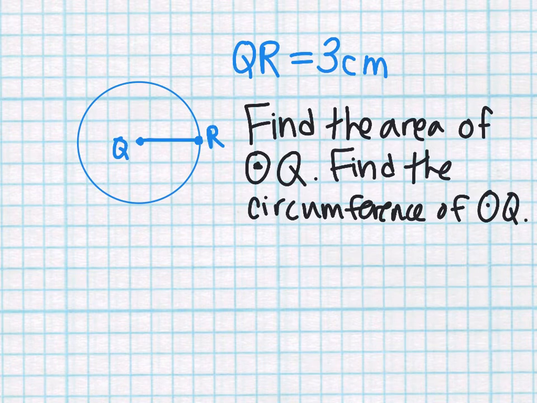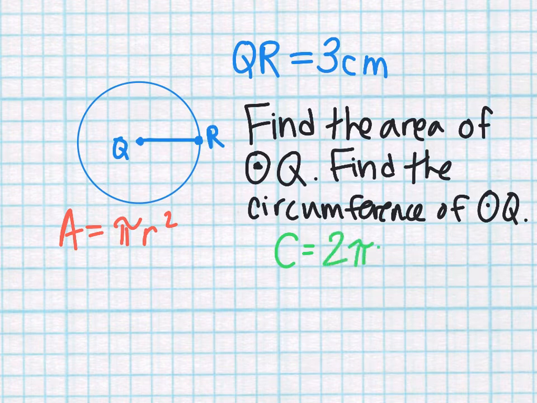So first step I always do is I write down my formula. So I'm going to do area over here in red. Area equals pi r squared. And circumference is equal to 2 times pi times the radius. Why did I use this form instead of the one with the pi times d? Well, because I have a radius in my diagram.